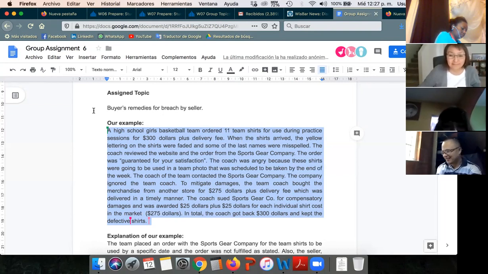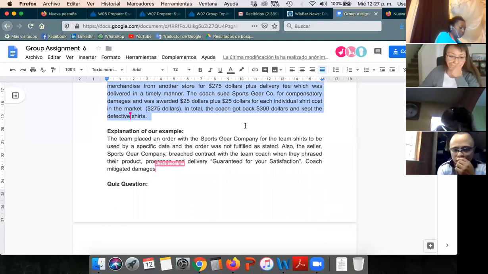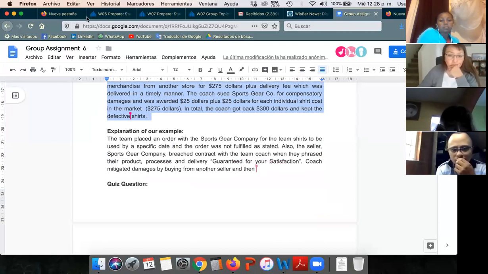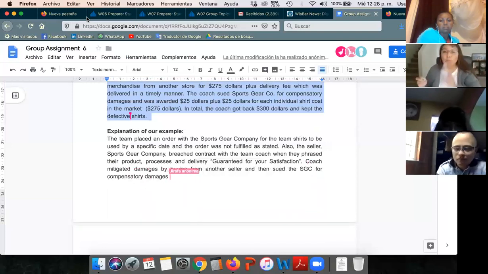Okay, so now we have the problem complete. Explanation of the example: the coach mitigated damages by buying from another seller, and then sued the SGC for compensatory damages. Okay, so now we have that.